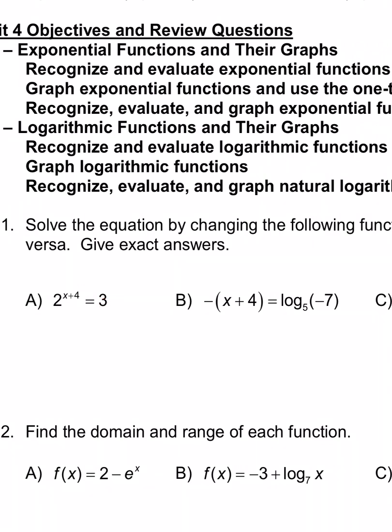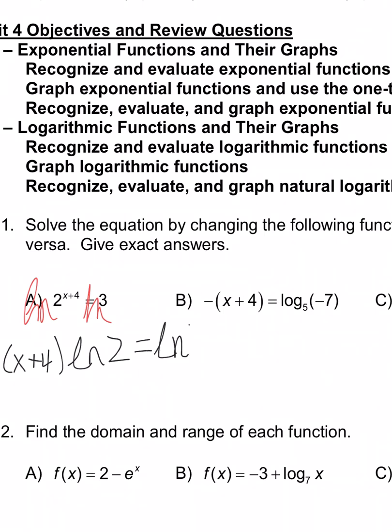If we can't get that, then we natural log both sides. We can't get like bases. 3 can't be 2 to some whole number exponent, so we are natural logging both sides. We natural log both sides, the exponent x plus 4 comes in front, and then we have natural log 2, and on this side we have natural log 3.